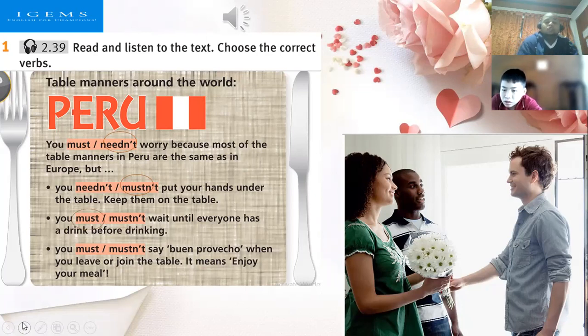Okay, so let's go ahead with the next one. You must or you mustn't say buen provecho when you leave or join the table. It means enjoy your meal. Which one, must or mustn't? You must. All right. So what is that phrase in English? Enjoy your meal. And how do you pronounce that? Buen provecho. Oh, nice. You are doing this very well. It's like you've been practicing the way you pronounce that. Can you repeat it one more time? Buen provecho. It sounds so natural.